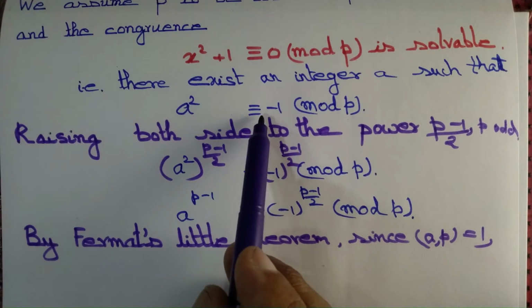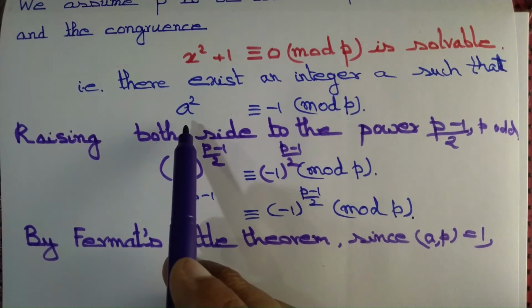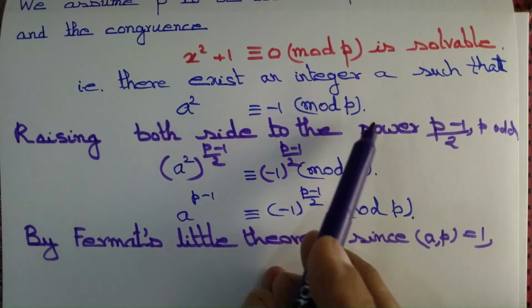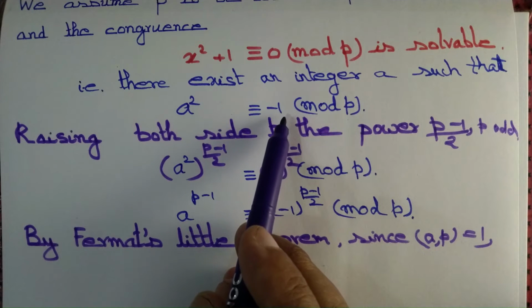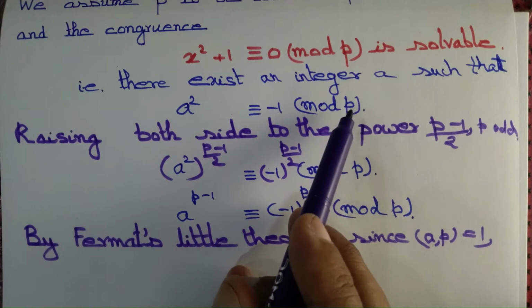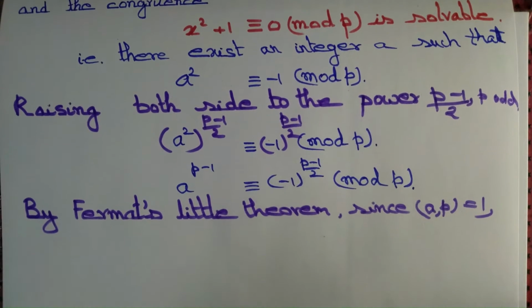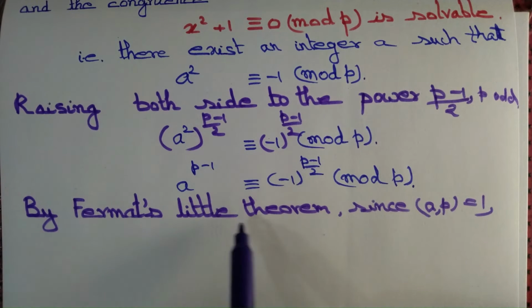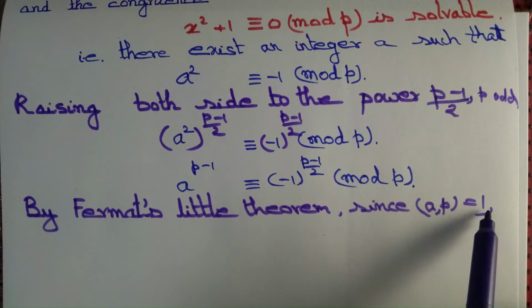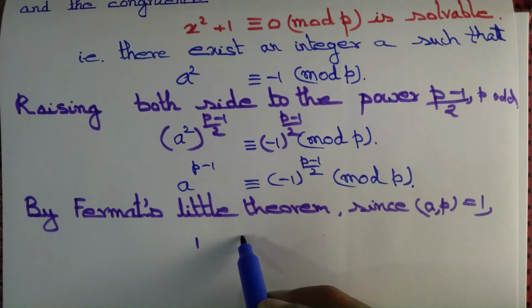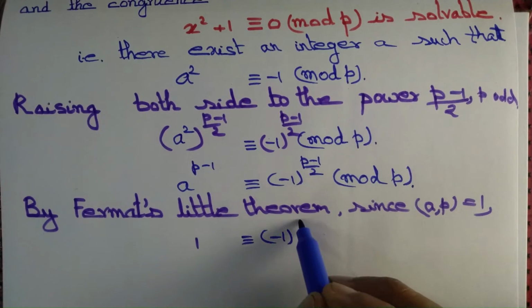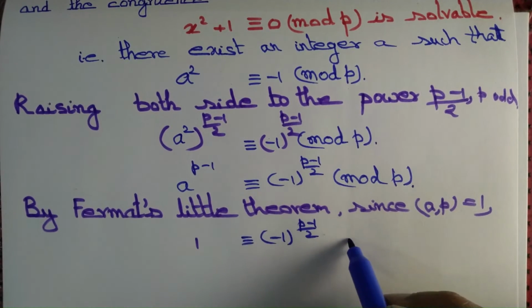As a squared is congruent to minus 1 mod p, it cannot happen that p divides a. If p divides a, a squared will be congruent to 0 mod p, and 0 cannot be congruent to minus 1 mod p for an odd prime p. So we can apply Fermat's little theorem, as GCD of a and p equals 1, or p does not divide a: a to the power p minus 1 is congruent to 1 mod p, and so 1 is congruent to (minus 1) to the power (p minus 1)/2 mod p.